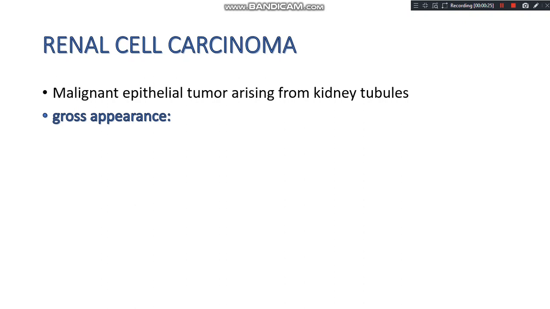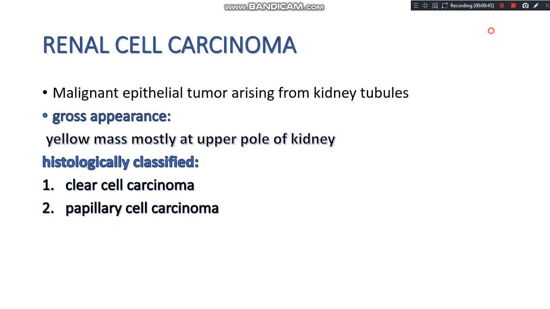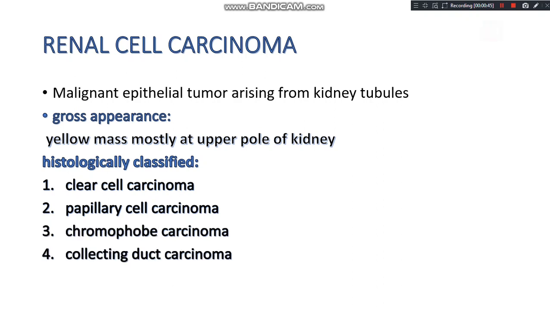Now how does it look like? So we are actually focusing on the appearance. First we have to talk about the gross appearance. So it's a yellow mass that is mostly at the upper pole of the kidney. And histologically, it is classified as clear cell carcinoma, papillary cell carcinoma, chromophobe carcinoma, and collecting duct carcinoma.